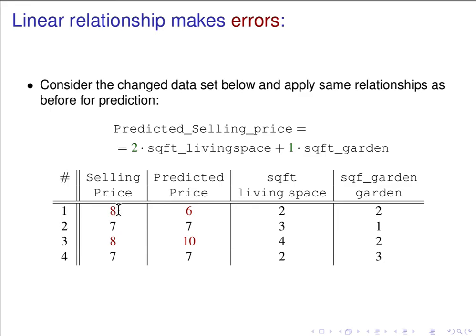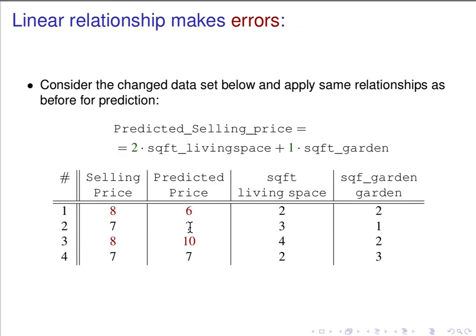And so here I have, for the first house, the selling price is 8, for the second house it's 7, third house it's 8, fourth house it's 7. Now, this is no longer the exact selling price, but say a predicted price. So I have 6 as a predicted price because I took 2 times square foot plus 1 times square foot garden. So 2 times 2, 4, plus 2 is 6.